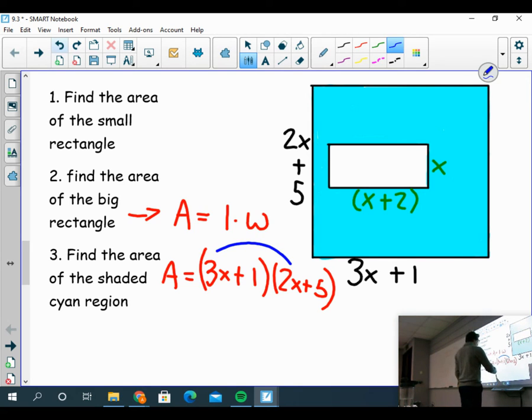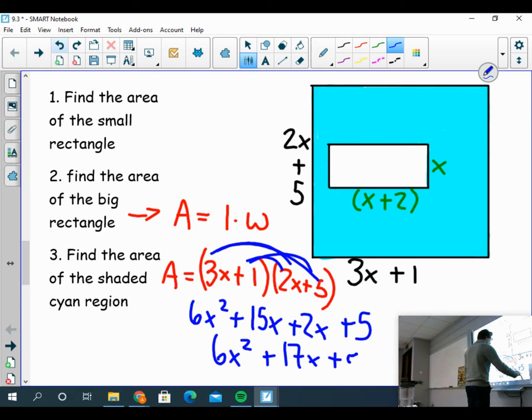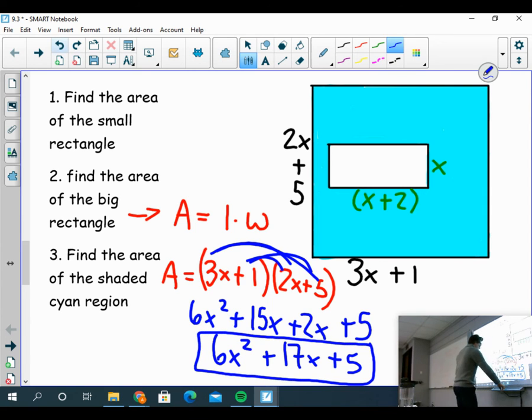3x times 2x gives me 6x squared. 3x times 5 gives me 15x. 1 times 2x gives me 2x. And 1 times 5 gives me 5. Again, combine my like terms. And I get 6x squared plus 17x plus 5 as the area of my big rectangle.